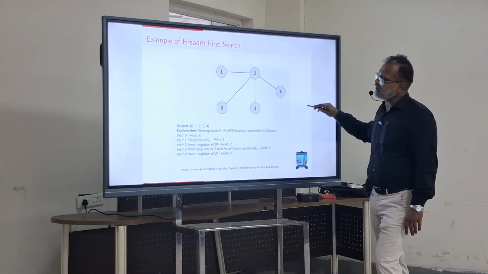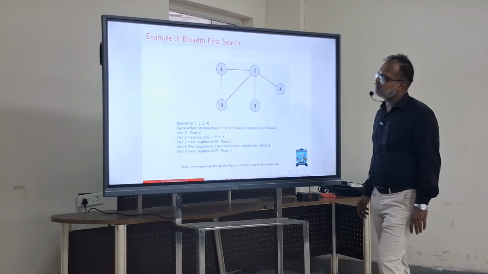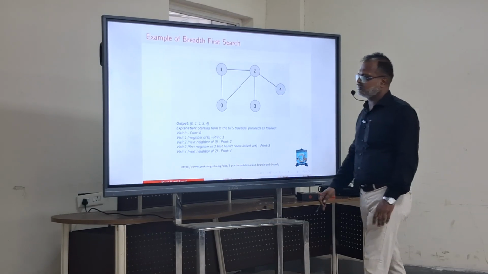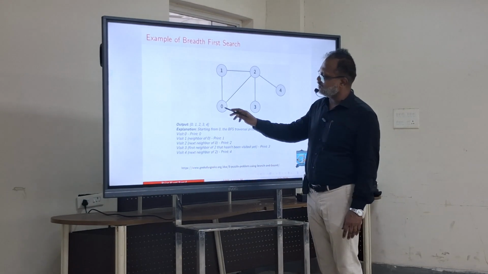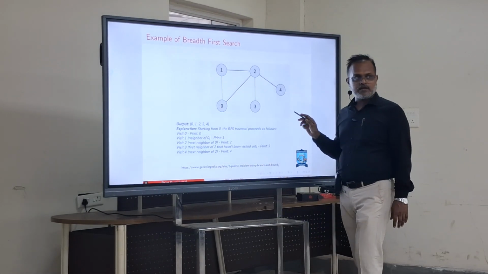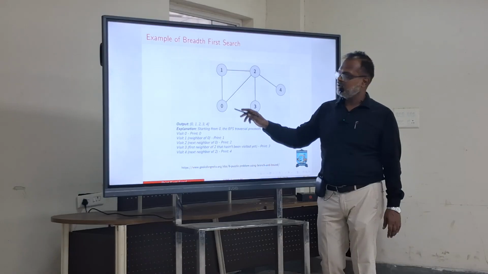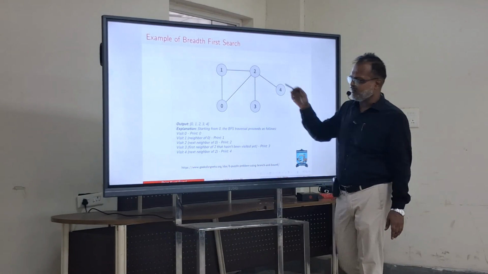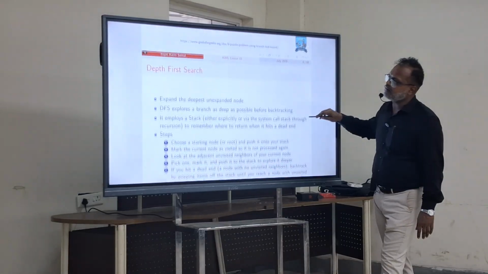Okay. So this is an example from the GeeksforGeeks website. A very simple example. So you search it like 0, 1, 2, 3, 4. You don't go in this direction. Okay. This is a graph. This is not a tree. This is a graph. You go by exploring the nearest nodes. Okay. This is the simplest example. We'll see another example also.